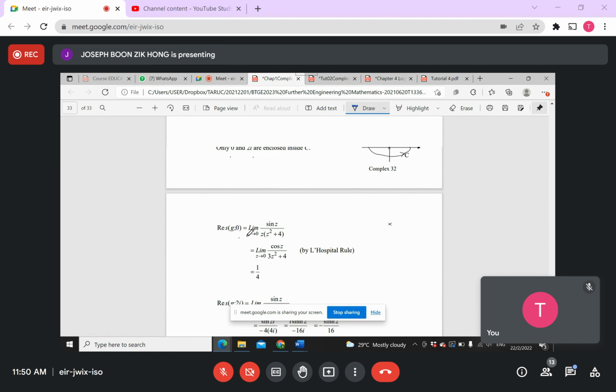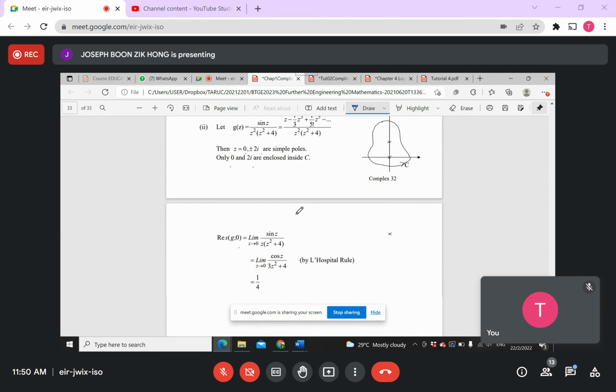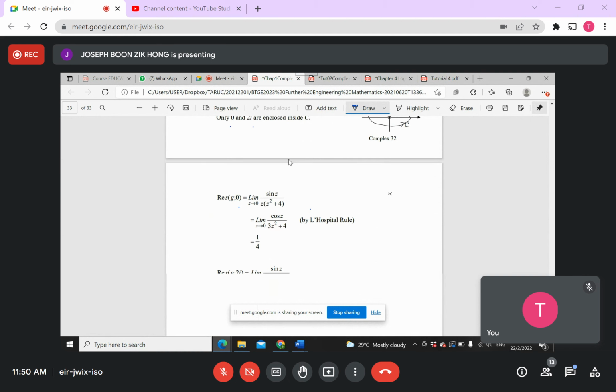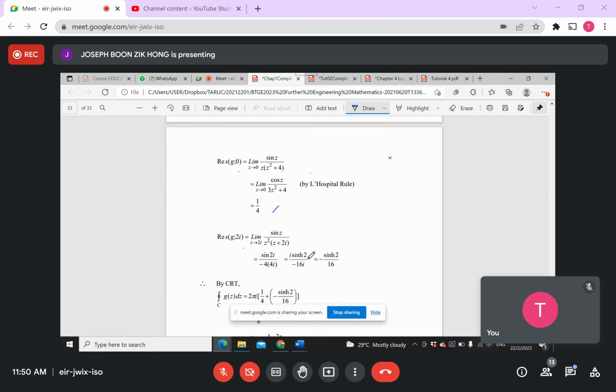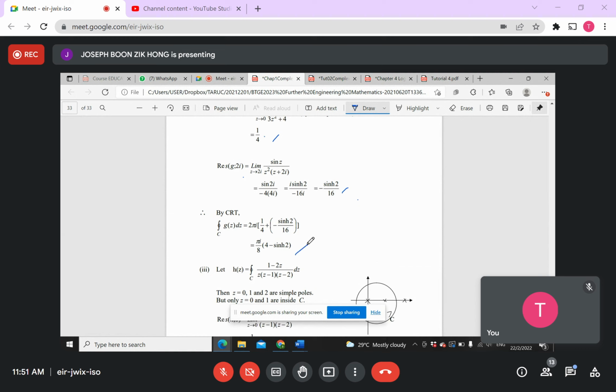Okay, 0 is a simple pole. Again, they divide by z, so they make it 1 there, and they get this answer. This one is also a simple pole, and they get this answer. So by using the theorem, it will be 2 pi i times this one plus this one, so they get the answer as this one.